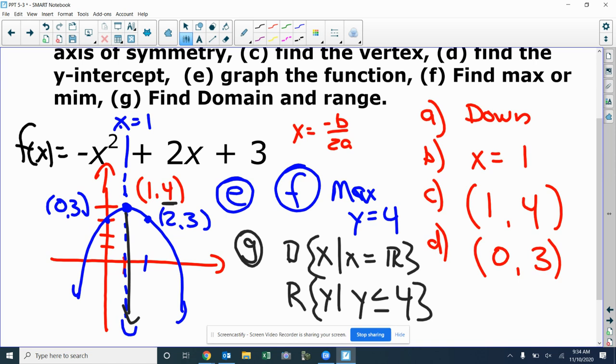How are we feeling there, okay? I mean, we've done maybe a dozen of those at this point, and you should be able to feel pretty good about axis of symmetry, vertex point, and all those pieces parts of it.